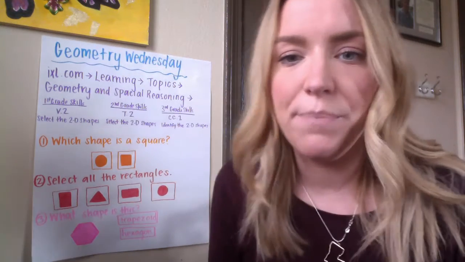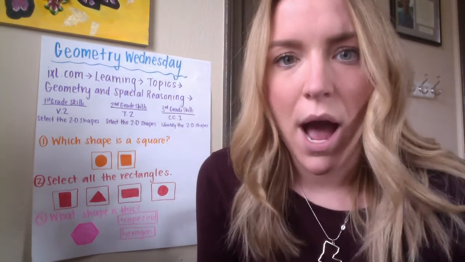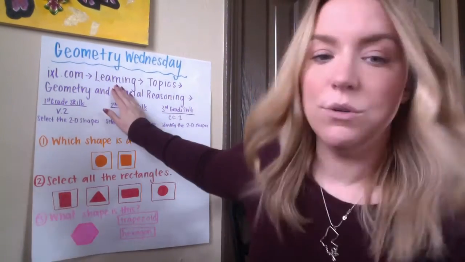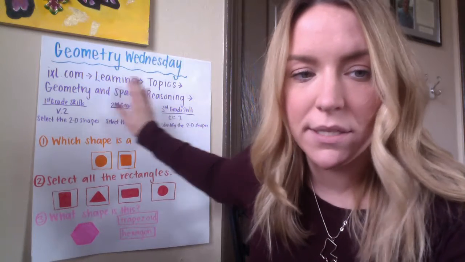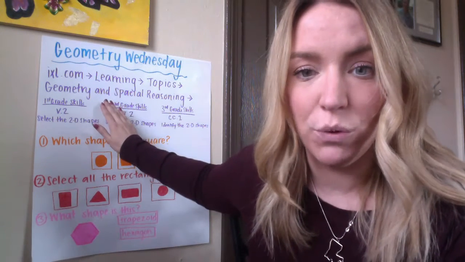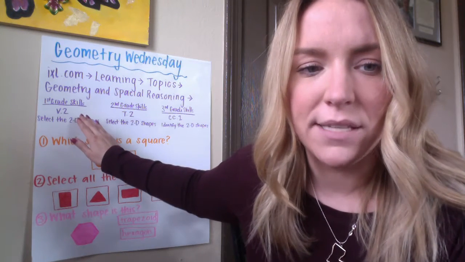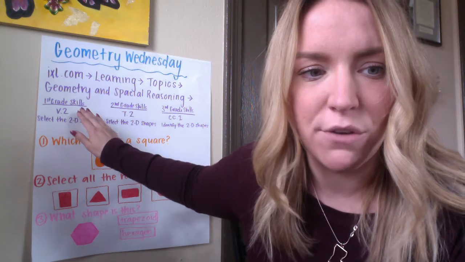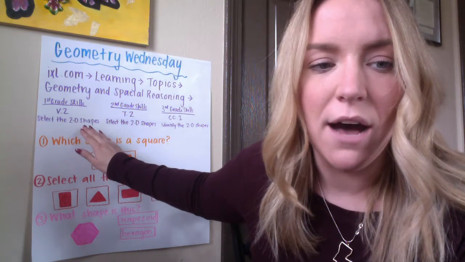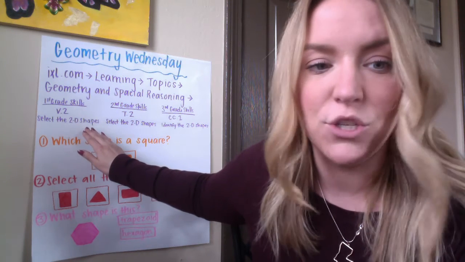You are going to be, once again, logging on to IXL and going into learning, going into topics, into geometry and spatial reasoning. And then you're going to access your grade level skills from there. So first grade level skills, V period 2, select the 2D shapes.